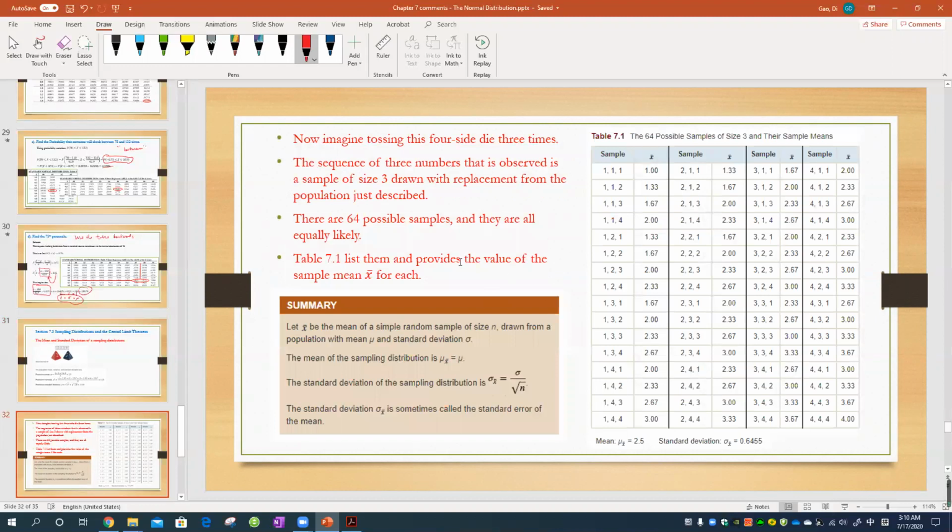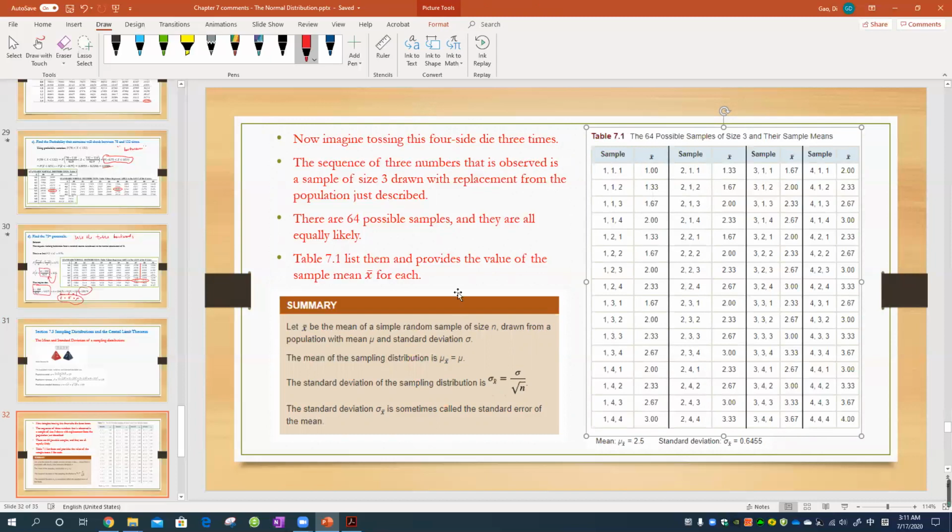Now let's draw some samples. So now let's imagine we want to toss this four-side die 3 times. And the sequence of 3 numbers that is observed is a sample of size 3, drawn with replacement from the population we just described. So there are 64 possible samples, and they are all equally likely. So we have 1, 1, 1, 1, 1, 2, 1, 1, 3, 1, 1, 4, and then we just list all possible outcomes for this four-side die 3 times.